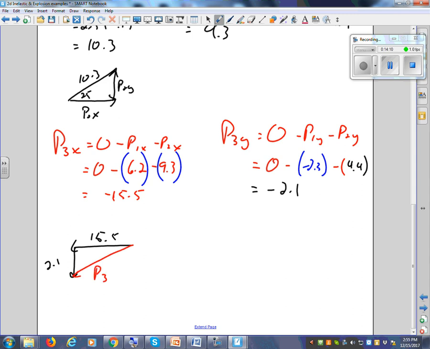So now I would write P3 squared, 15.5 squared plus 2.1 squared equals, square root, 15.6. That seems reasonable. Kilogram meters per second.